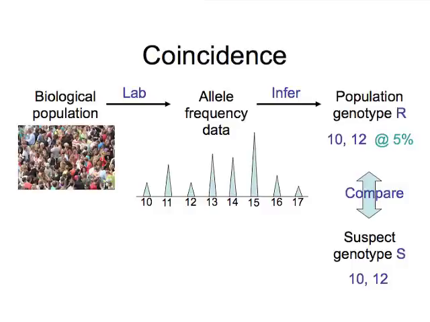Now we can look at coincidental matches. Let's compare that population genotype of a 10-12 allele pair having 5% probability with the suspect genotype of 10-12. Why are we focusing on the 10-12 allele pair? Because that is the genotype the suspect has. Any other genotype allele pair value is not relevant to a likelihood ratio match score because the suspect doesn't have it. Should a different suspect have some other allele pair value, then that would be relevant for that other suspect.